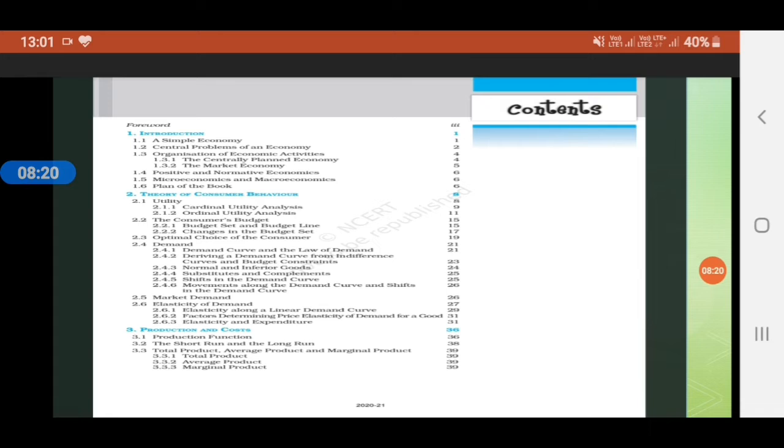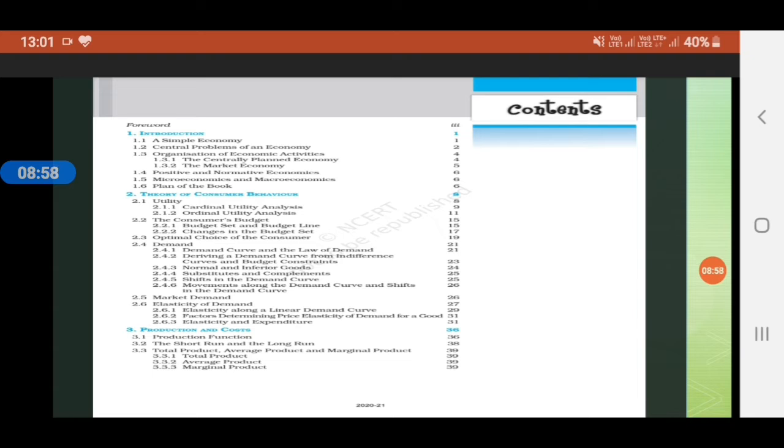Like movements along the demand curve and shifts in the demand curve, sometimes the demand curve becomes steeper, and sometimes it becomes flatter. So that also we learn in this concept. Thereafter, market demand. Here we learn the meaning of market demand, and the diagram or shape of the market demand curve and how it is constructed. At last, we have kept a concept, that is elasticity of demand.